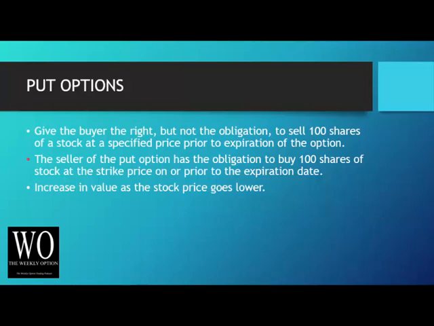So put options give the buyer of the option the right, but not the obligation, to sell 100 shares of a stock at a specified price prior to expiration of the option. The seller of the put option has the obligation to buy 100 shares of stock at the strike price on or prior to the expiration date. So puts increase in value when the stock price goes lower.